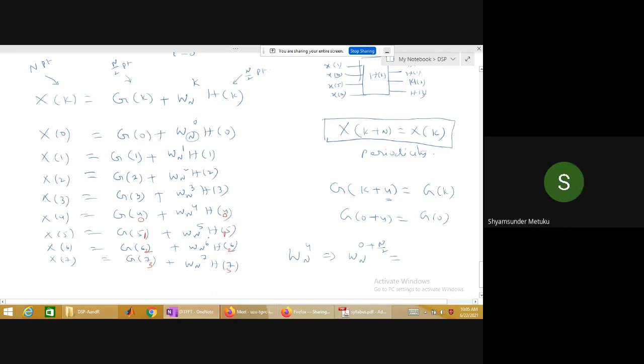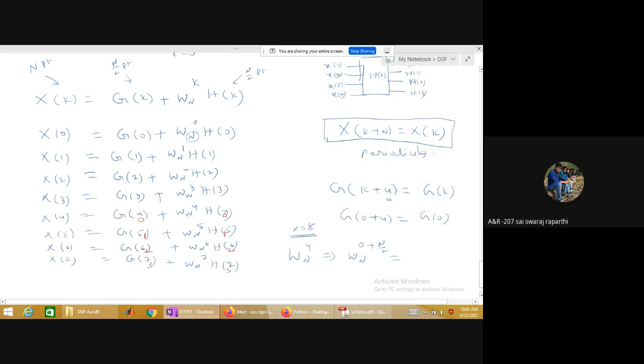The twiddle factor base will be capital N or N by 2? You tell me. N by 2 only, sir. Why N by 2? Did I write N by 2 here? No, sir. Only N. N means it will be with respect to N equal to 8, isn't it?